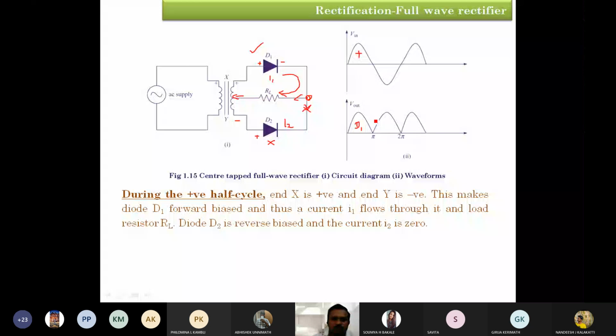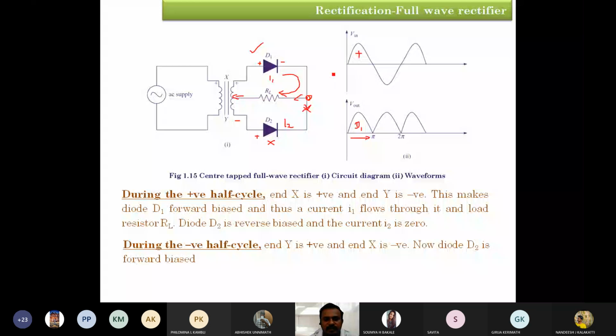So what is going to happen with the negative cycle? In the negative half cycle of the input, end Y is positive and end X is negative. Now diode D2 is forward biased and thus a current I2 flows through it and load resistor RL. Diode D1 is reverse biased and the current I1 will be 0.